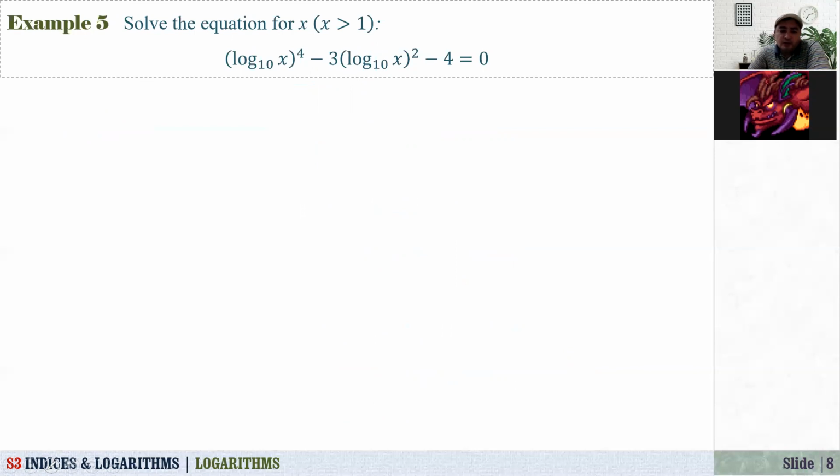Okay, another equation, the logarithm of x to the base 10 to the power of 4 minus 3 times the logarithm of x to the base 10 squared minus 4. And it says here x is greater than 1. So if x is greater than 1, then the logarithm of x to the base 10 should be greater than 0, right? Why? Because if x equals 1, the logarithm of 1 to the base 10 will be 0.